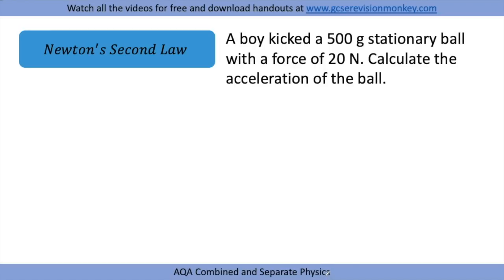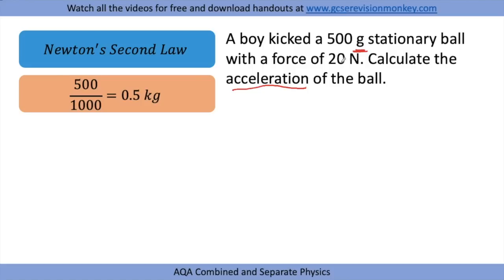A boy kicked a 500-gram stationary ball with a force of 20 newtons. Calculate the acceleration of the ball. Well, first of all, let's look at converting the grams into kilograms. So 500 divided by 1,000 would give you 0.5 kilograms. So do look out for those kind of things in the exam.